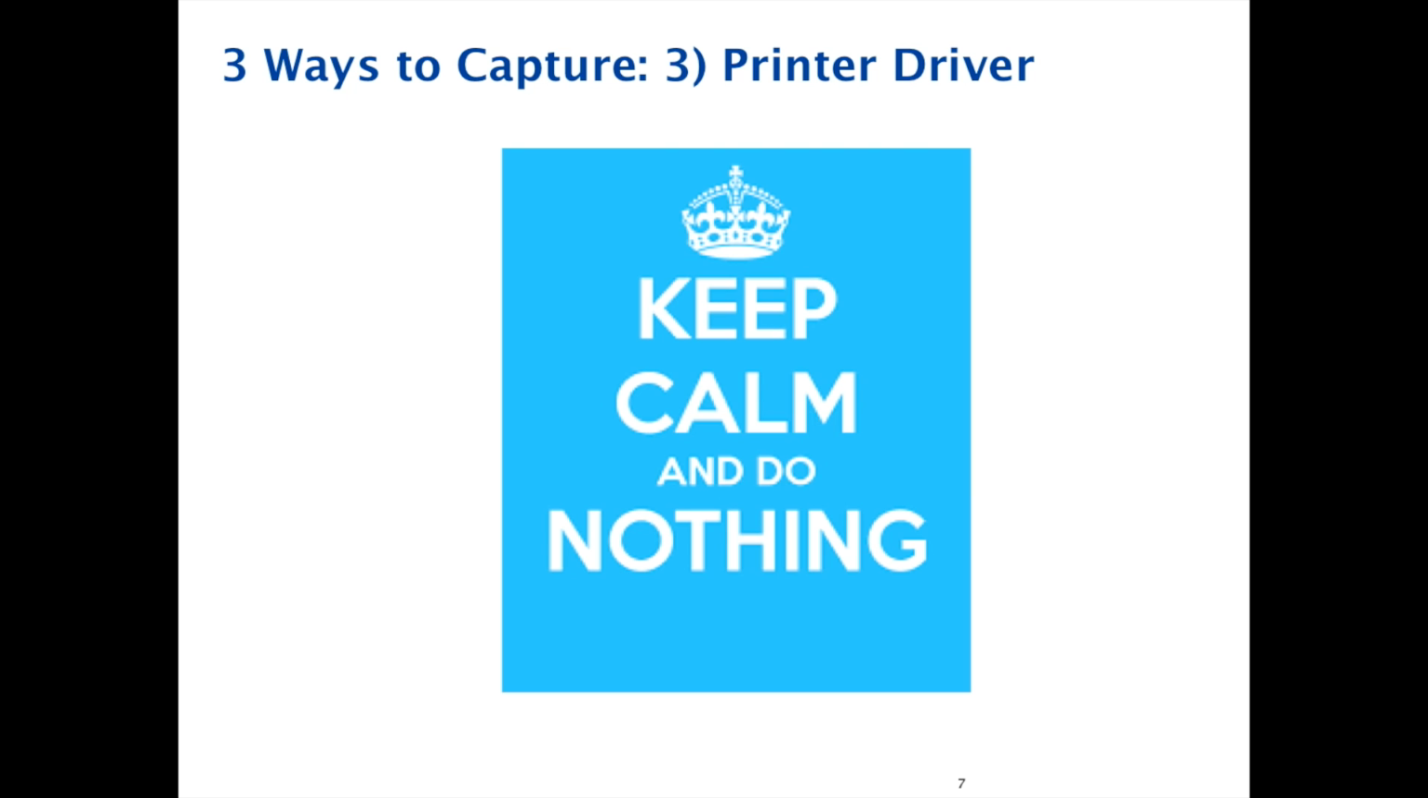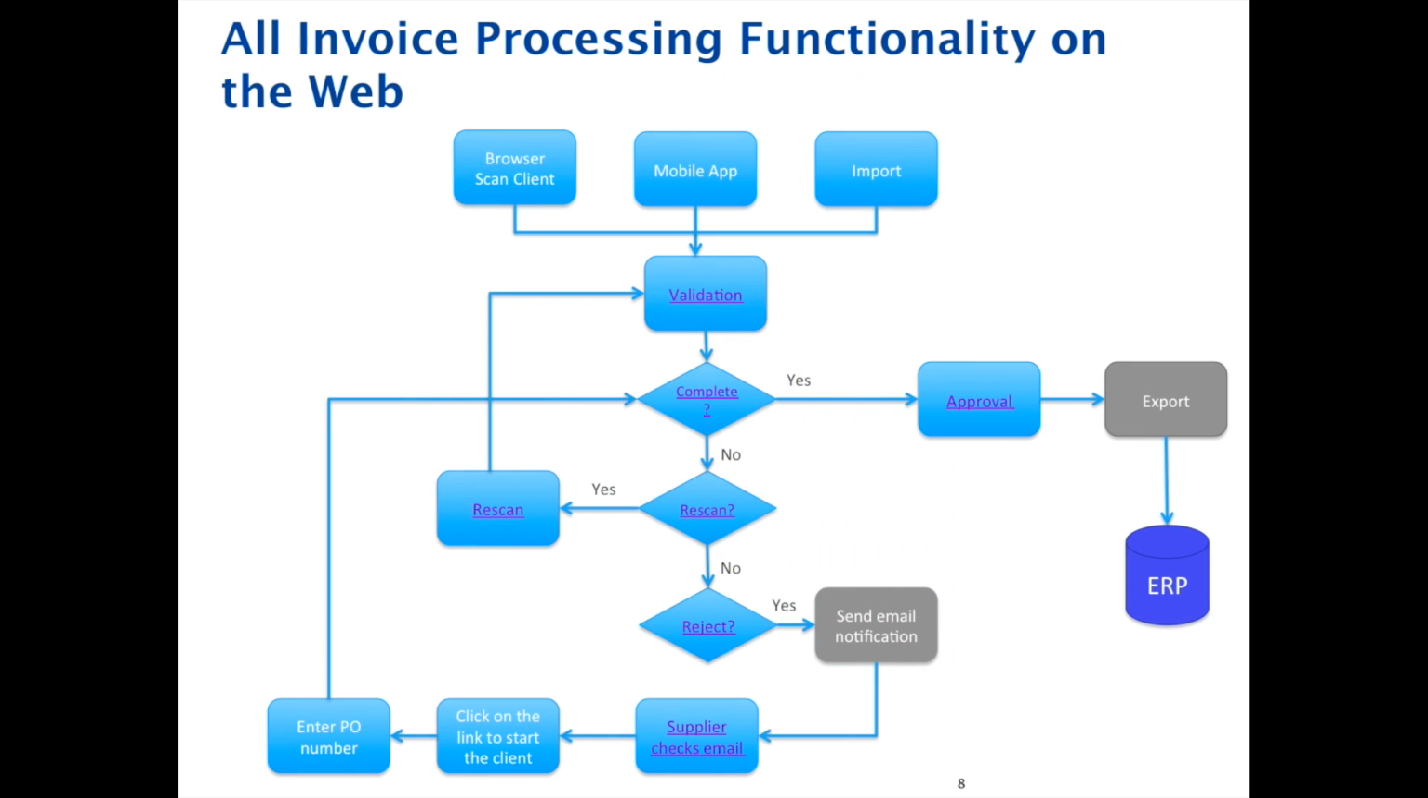You ask your supplier to use the CumulusPro printer driver. Once the supplier prints the invoice, it will automatically be processed. That's all. Of course, all the other usual modules you may need for invoice automation are available, such as validation, completion, rescan, etc. It's all web-based. It can all be accessed from anywhere as long as you have internet access.